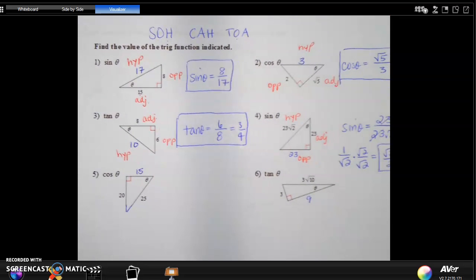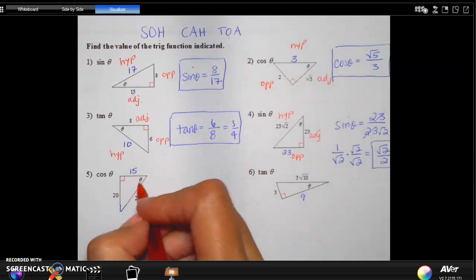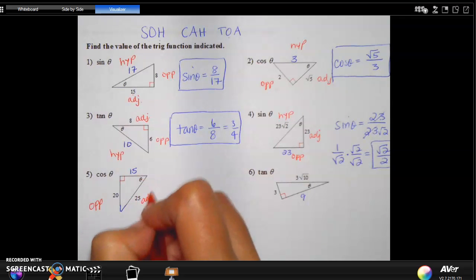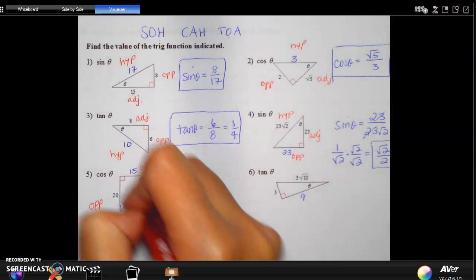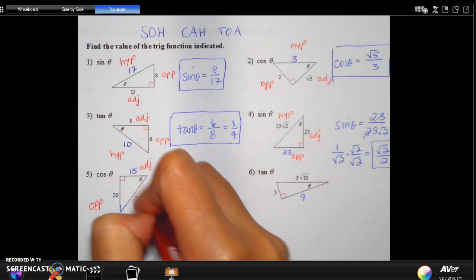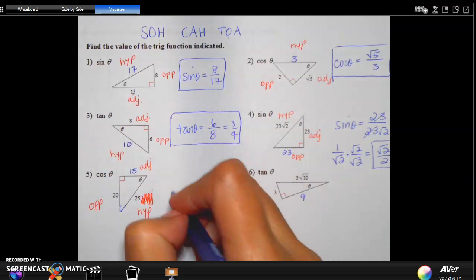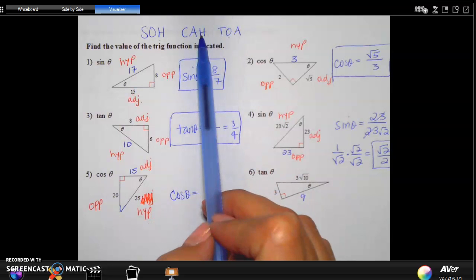Last two. Here's our angle. Here's the side opposite. The side adjacent. Oh, sorry. This is the side adjacent. My mistake. This is the hypotenuse, because it's across from the 90 degree angle. We want the cosine of theta, which is adjacent over hypotenuse.